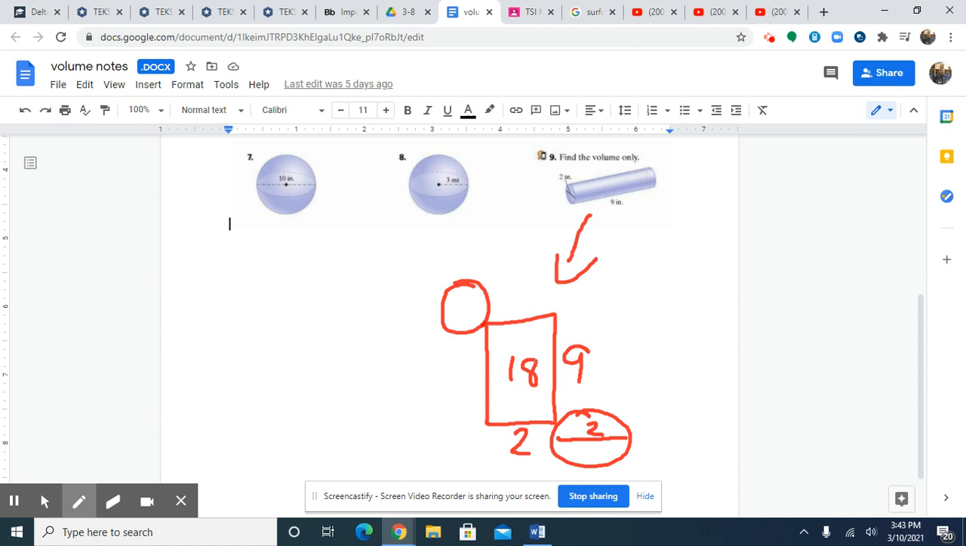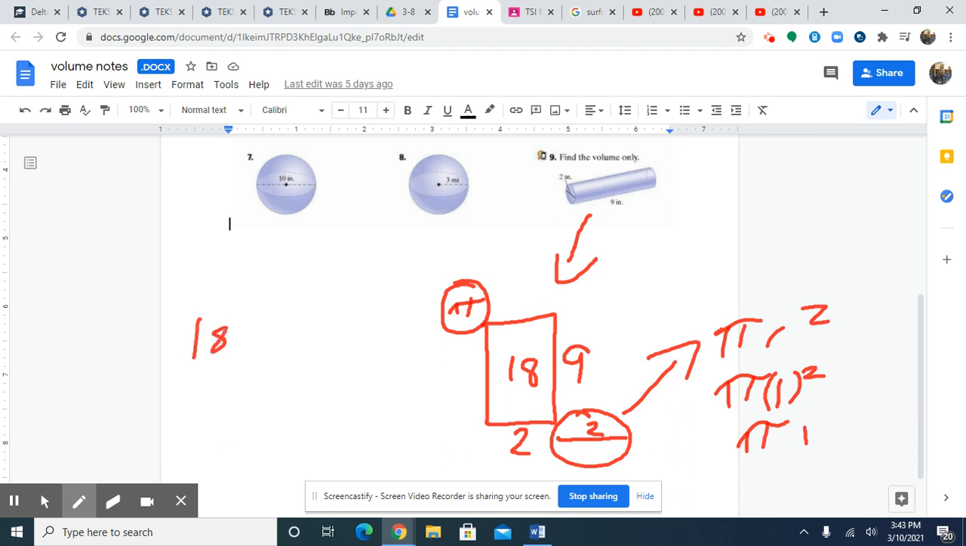And now, to find the area of the circle, we're going to have pi r squared. Now the diameter is 2, which means that the radius has to be 1, half of the diameter. So 1 squared is 1. So the area of each circle is 1 pi. So same thing over here. So that means that we're going to add up 18 plus pi plus pi.